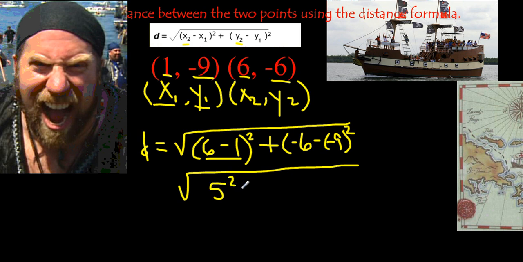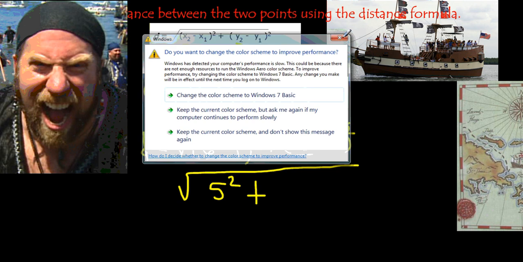So we're going to have 5 squared plus negative 6 minus a negative 9. We're going to do a nice little trick that we've learned where we go stop, chop, chop. And we get negative 6 plus 9. Negative 6 plus 9 is? 3. 3.